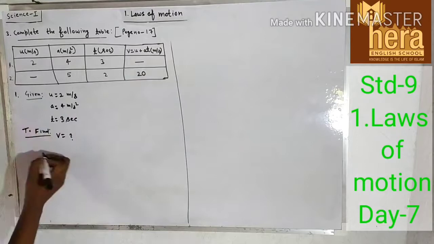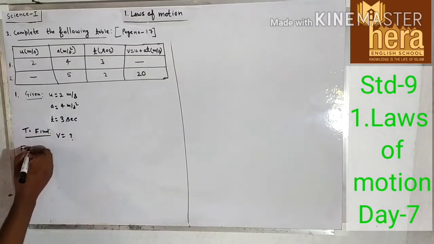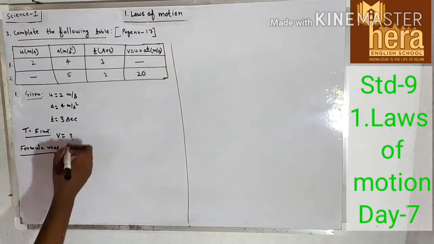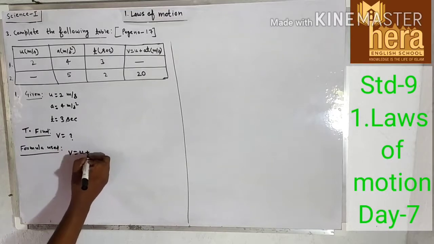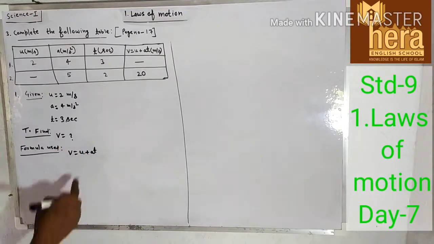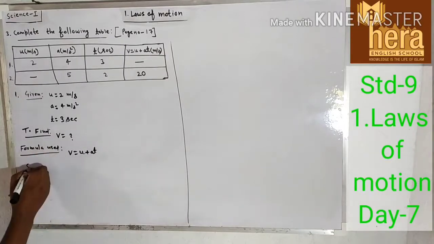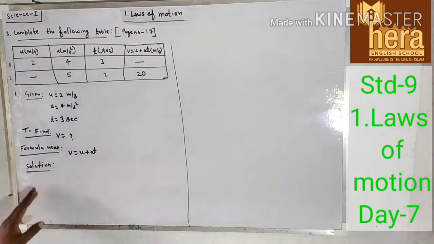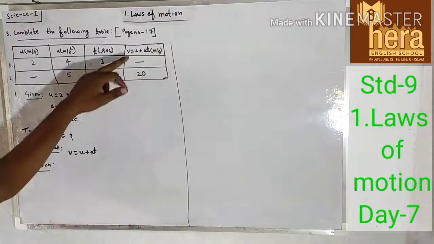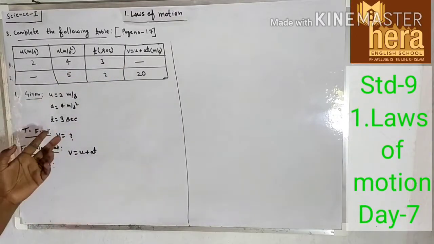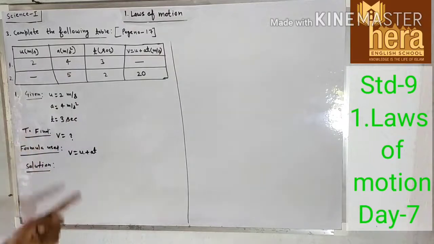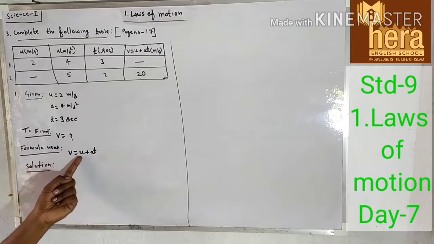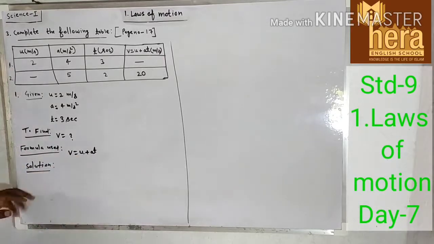Okay, formula used: V is equal to U plus AT. This formula we have to use. Then solution. This is the way to find the value of V. Okay, first of all we write given data. Then to find, what we have to find: the value of V. V is the final velocity. Formula used: we are going to use V is equal to U plus AT. Then we have to write the solution.